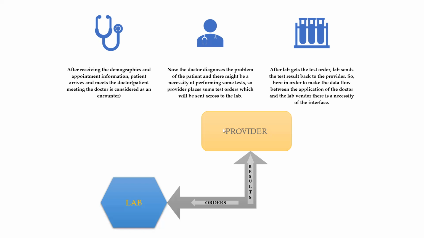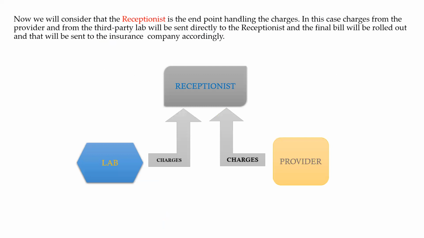After that, providers will take a deeper look at the results they have received, analyze what the problem is, and accordingly treat the patient. And once the patient is treated, the patient will leave the hospital, but apparently they will send all the charges related to whatever transactions have happened. It may be charges related to lab, it may be charges related to the provider-specific treatment they have given. So all of these charges will be sent back to the receptionist, and the receptionist will generate a claim for that and send it to the insurance company.